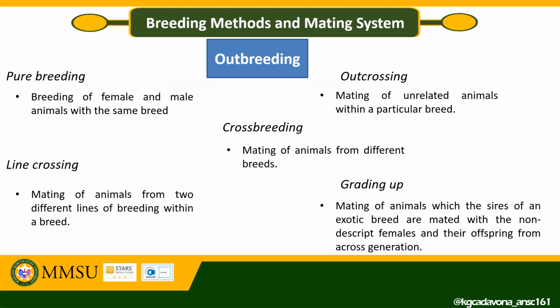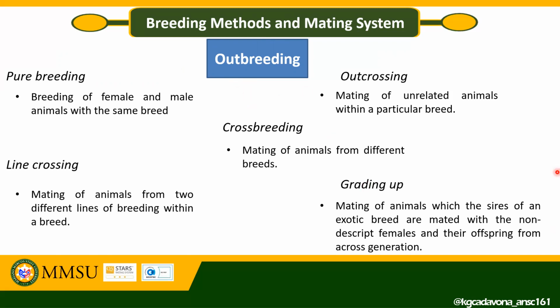Now we have the second type of breeding system, which is outbreeding. As I have said kanina, when we say outbreeding, this is basically the mating of animals of different families within the same breed. So the animals bred are not closely related, unlike sa inbreeding na magkakamag-anak sila. So ano ba ang purpose nito? Ano ba yung purpose ng outbreeding?